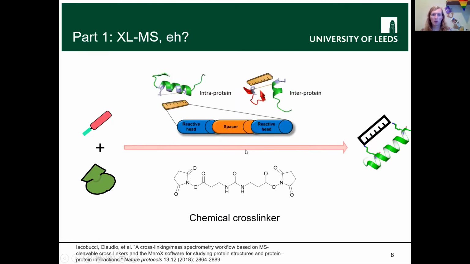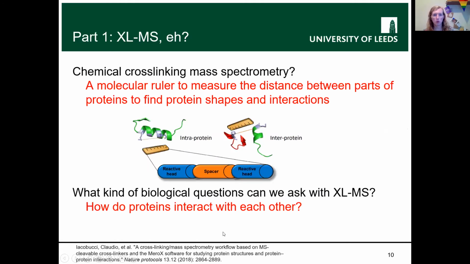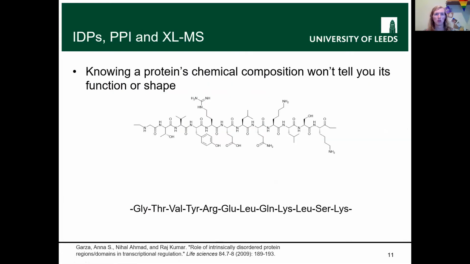How we do this, chemical cross-linking mass spectrometry: primarily I use this lovely molecule called DSSO, which is shown here. It has two reactive heads linked by a spacer, which will react with your protein of choice. And then from this, after a lot of analysis and a lot of tinkering with software, we can look at shapes. This is all in aid of finding out how proteins interact with each other, in the backdrop of developing drugs to modulate interactions between proteins.